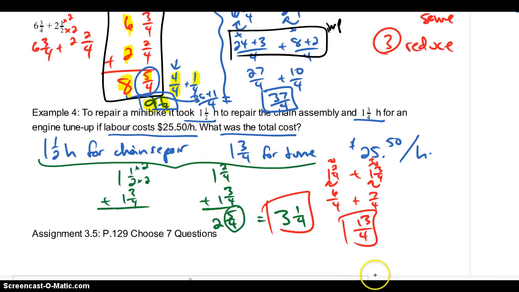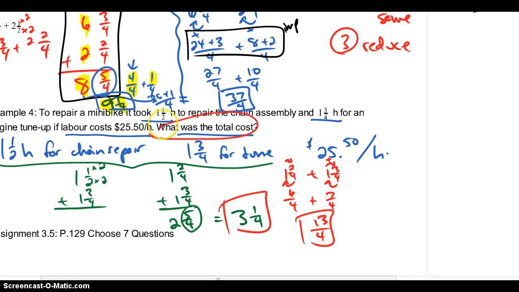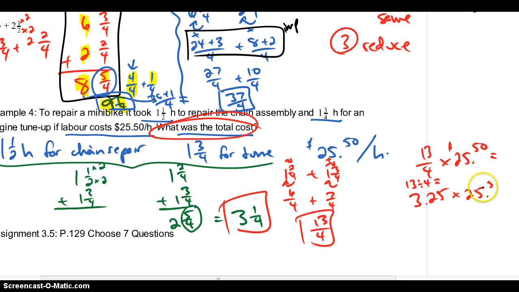And now we're still looking for our cost. We haven't got to our cost yet, right? This is the time to go back and read that question and ask yourself, did I find the answer? So now we're going to do 13 over 4 times 25.50 to find our total cost. 13 over 4 is going to be equal to 3.25. 13 divided by 4 equals 3.25, times 25.50.